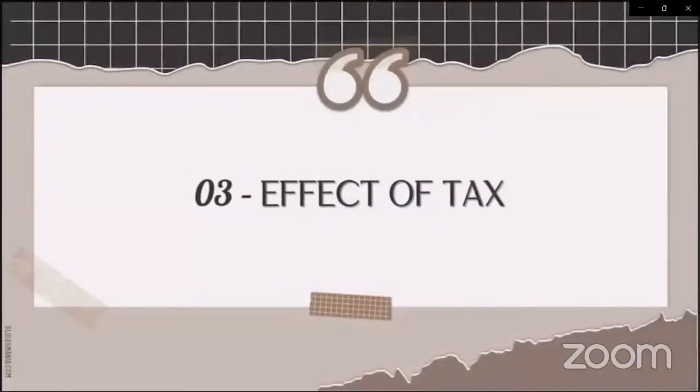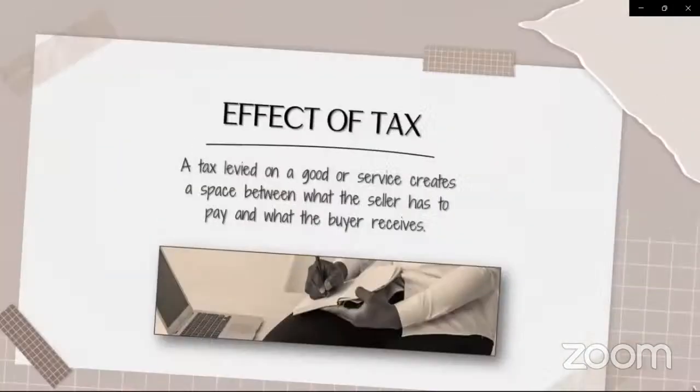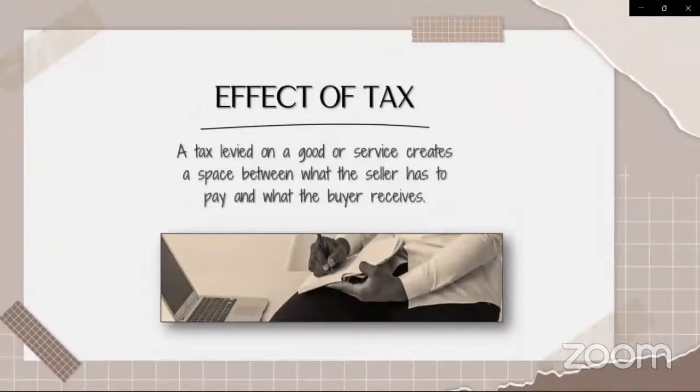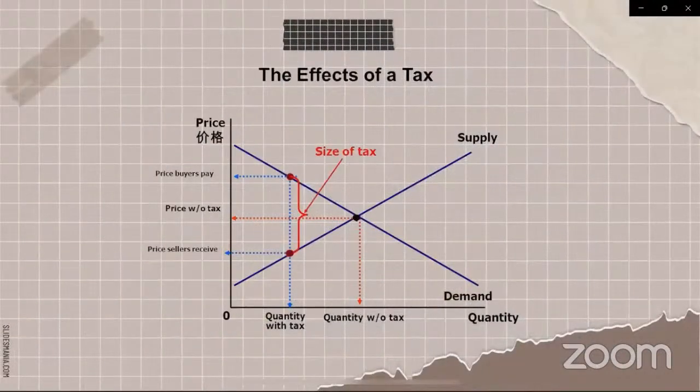So now we will talk about the effect of tax. A tax levied on a good or service creates a gap between what the seller has to pay and what the buyer receives. So from this curve we can see the quantity before the tax is applied is higher than the quantity with tax, and the price before tax is applied is the equilibrium price.